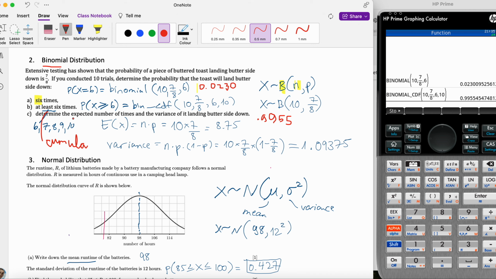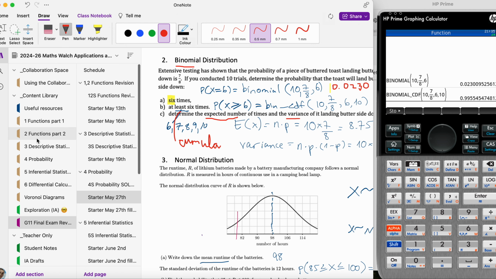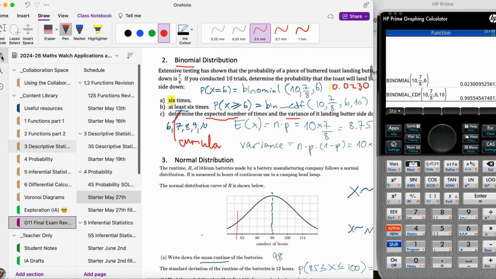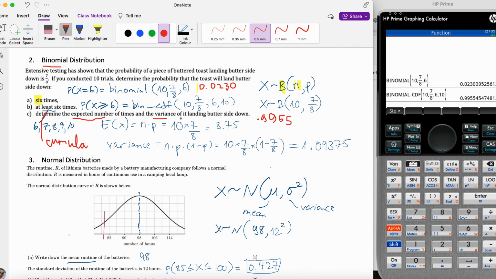Determine the expected number of times and the variance. You do have these formulas. So if you remember, the expected value is going to be n times p, and the variance is n times p times 1 minus p. Remember, variance is the square of the standard deviation. Okay, you're just subbing it in.